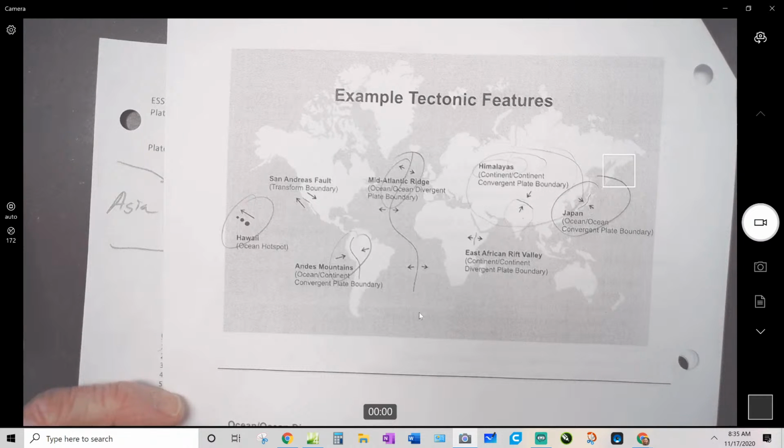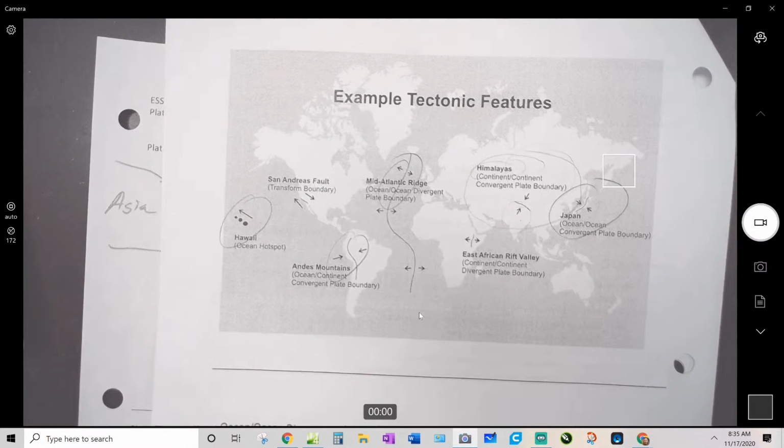I wasn't going to do this. This is kind of a fun one. I was going to save it, but we're just going to do it.